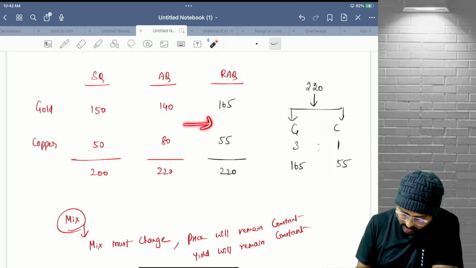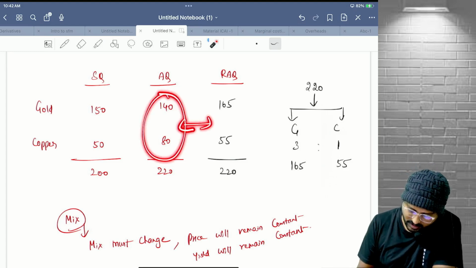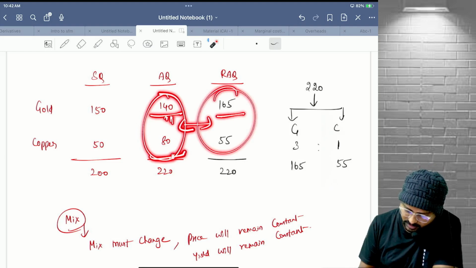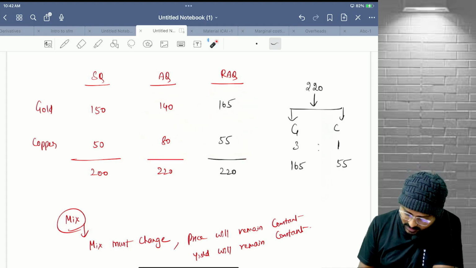Now let's compare these two. So you have actual quantity. This is in what mix? Actual quantity is in what mix? Actual mix, right? That's something like less than 2:1, correct? This is in what mix? Standard mix. So this is 3:1, correct? So which means difference between these two.